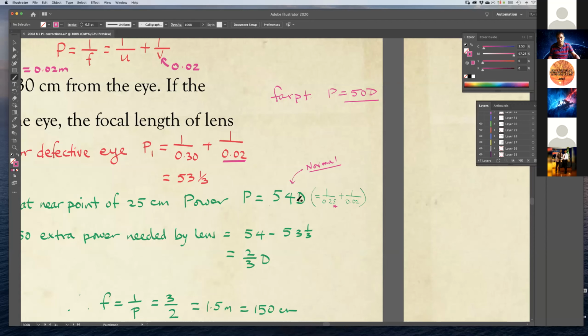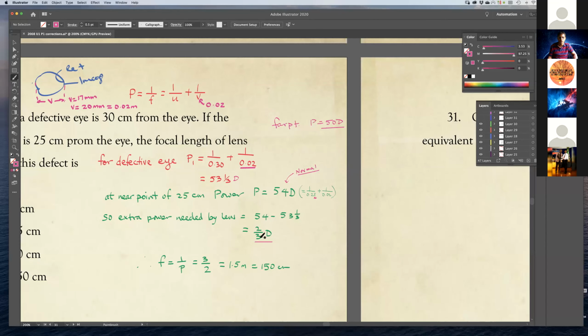So when somebody has an eye defect, like this person, why does she have a defect? Because she cannot read 25 centimeters from her eye. She can only read 30 centimeters. So the power of her eye is 53 and a third diopters. How do we get her eye to be 54 diopters? We have to use glasses. The power of the glasses needed is to add 2/3 diopters. I understand, sir. Thank you. This is the extra power needed to fix her vision.